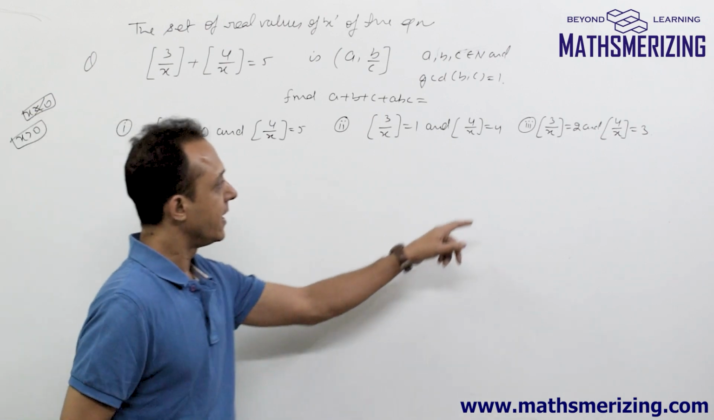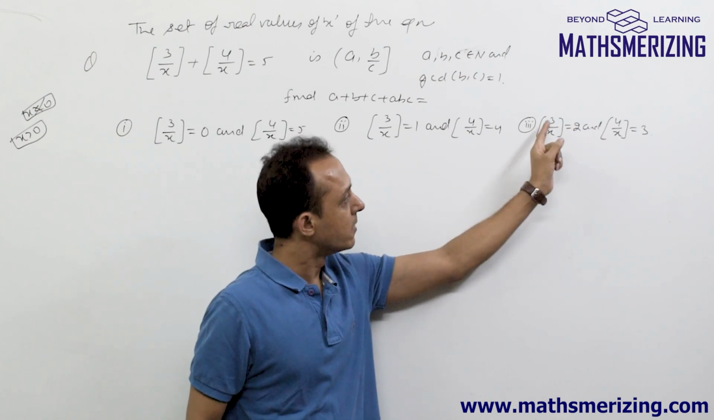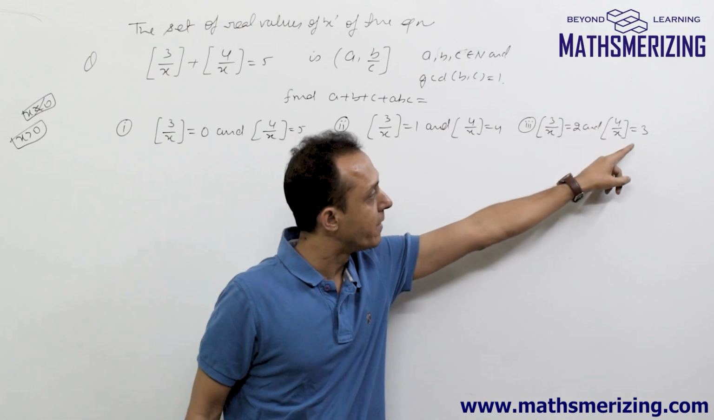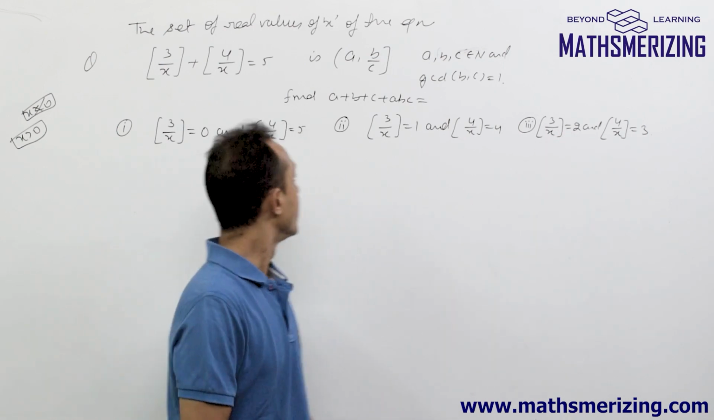Now beyond that, if I take 3 upon x as 3 and 4 upon x as 2, it is not possible because the value of the greatest integer function of 4 by x should always be greater than or equal to the value of the greatest integer function of 3 by x. Now I look at the first case.